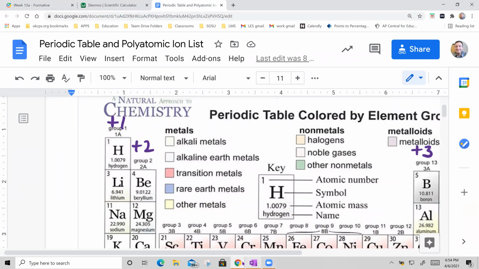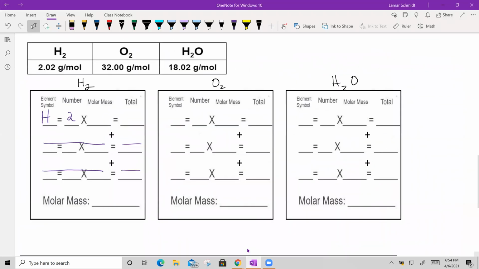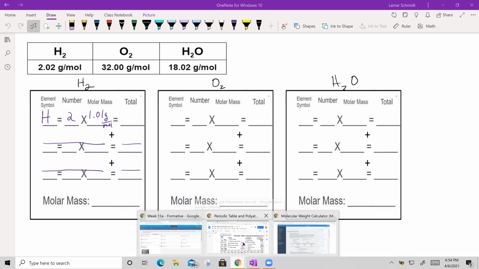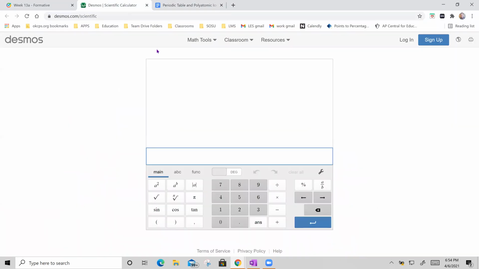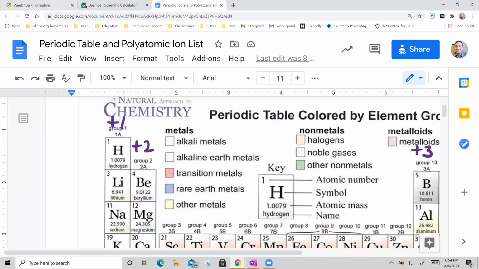And go back to the right program. So we'll put in 1.01 grams, and it's actually grams per mole. All right. And so what is 2 times 1.01? Well, if you're having a hard time with the math, don't feel bad, but do use a calculator. You can then go to a Desmos calculator and say 1.01 times 2, and you get 2.02.